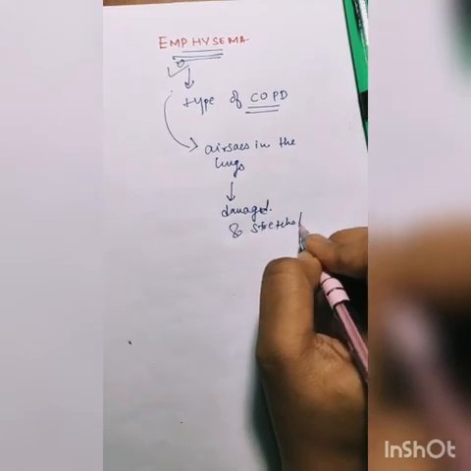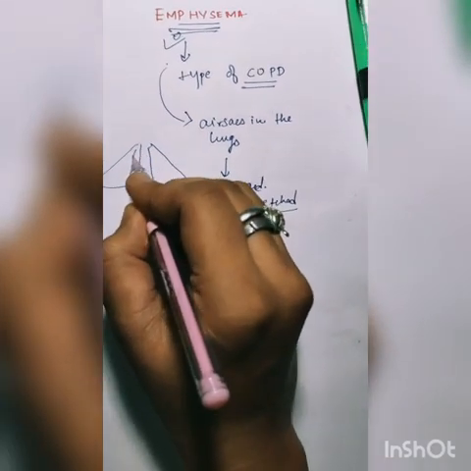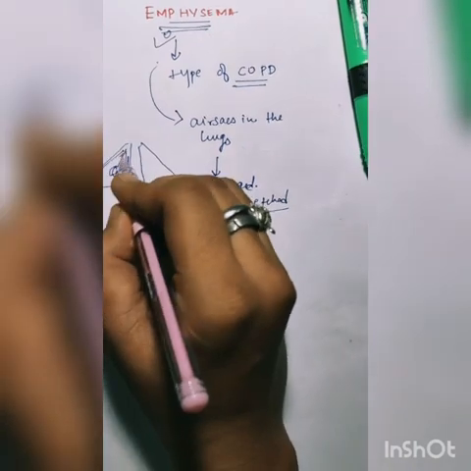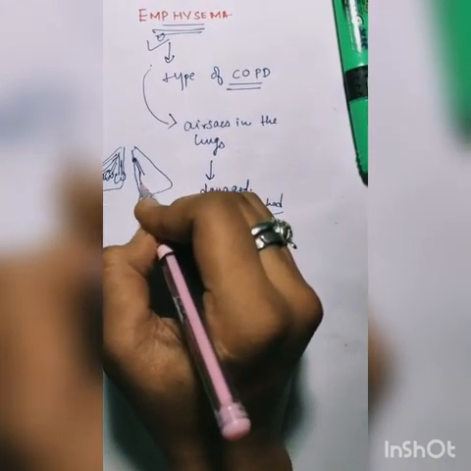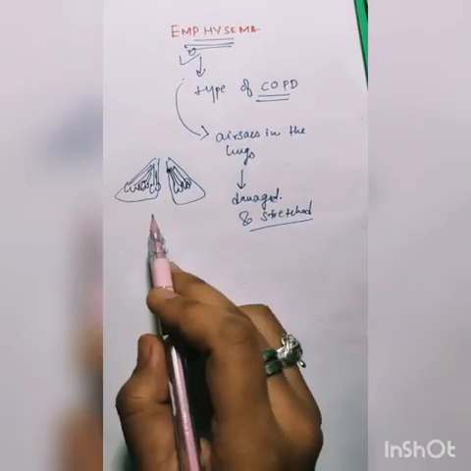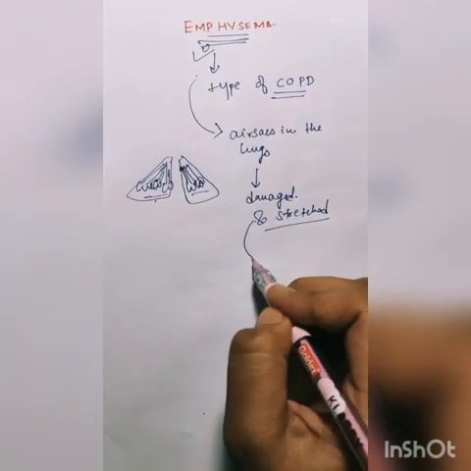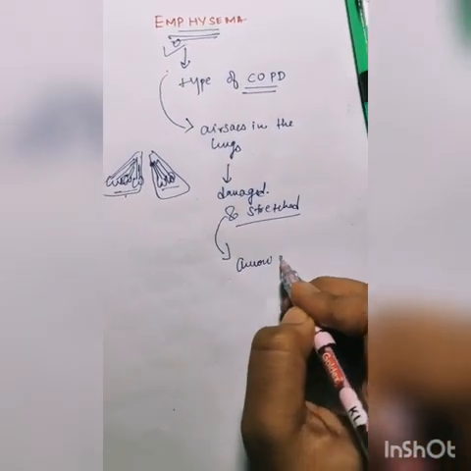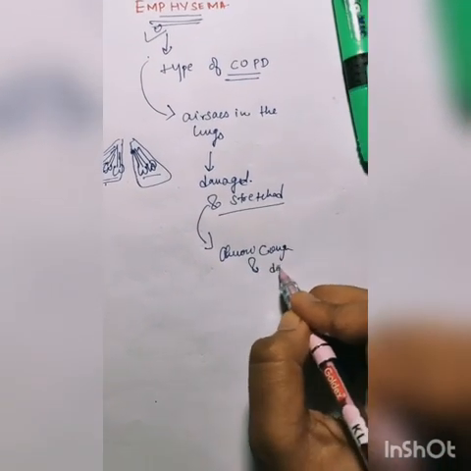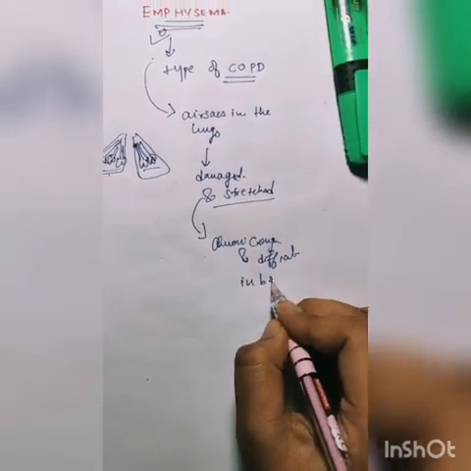For example, this is a lung, there are two lungs. This is the alveoli forming the air sacs. There are millions of air sacs present that help in the transfer of gases, CO2 and O2. These air sacs get damaged and stretched, which results in chronic cough and difficulty in breathing.